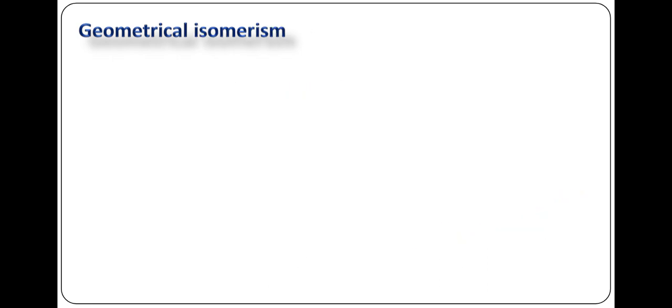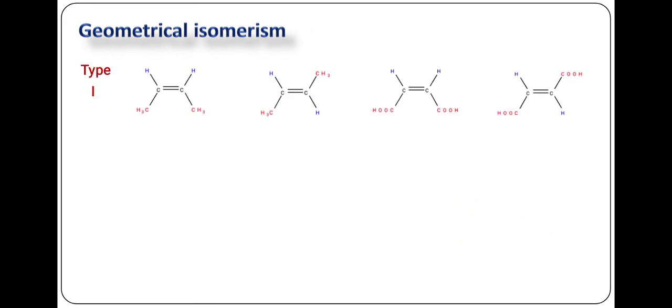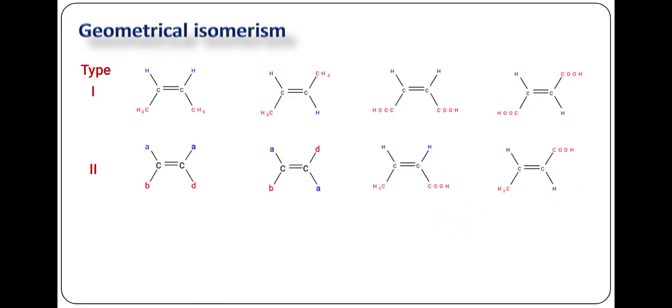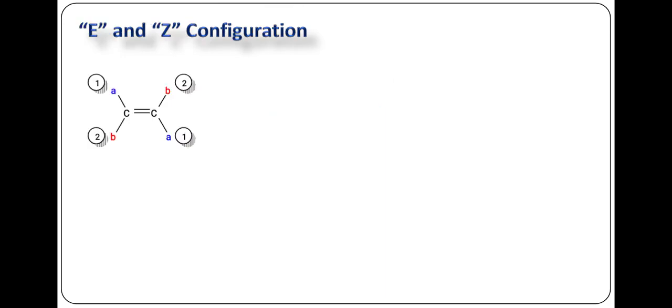Then geometrical isomerism types: first, both hydrogens are present on the same side. In the second type, AA, B, D, and the third type, A, B, E and D, there are different atoms or groups connected to the carbon-carbon double bond. Then E and Z configuration.